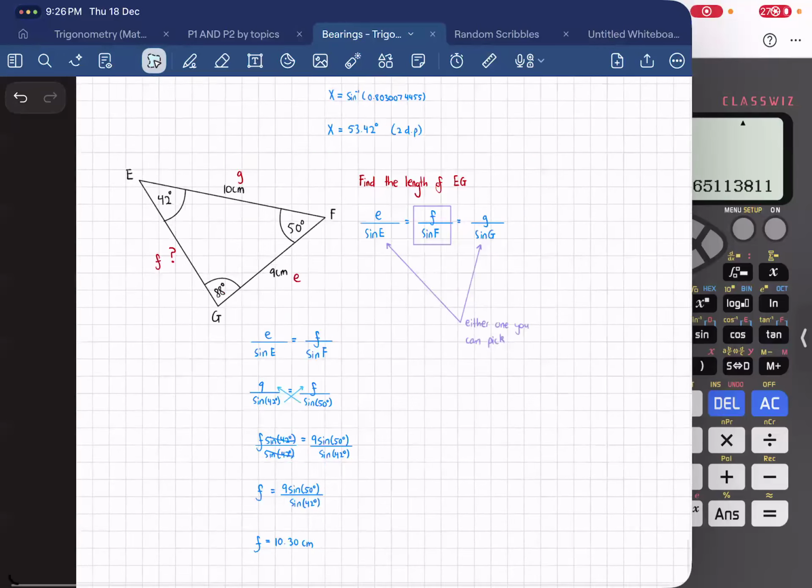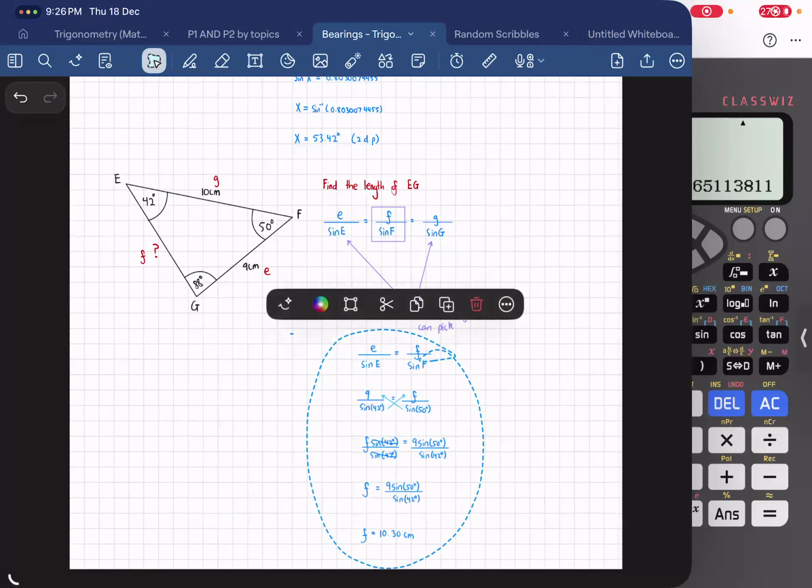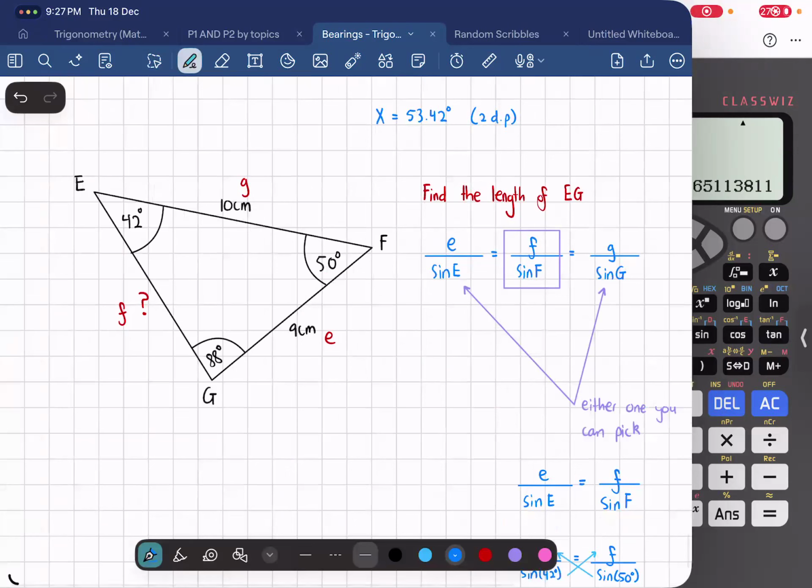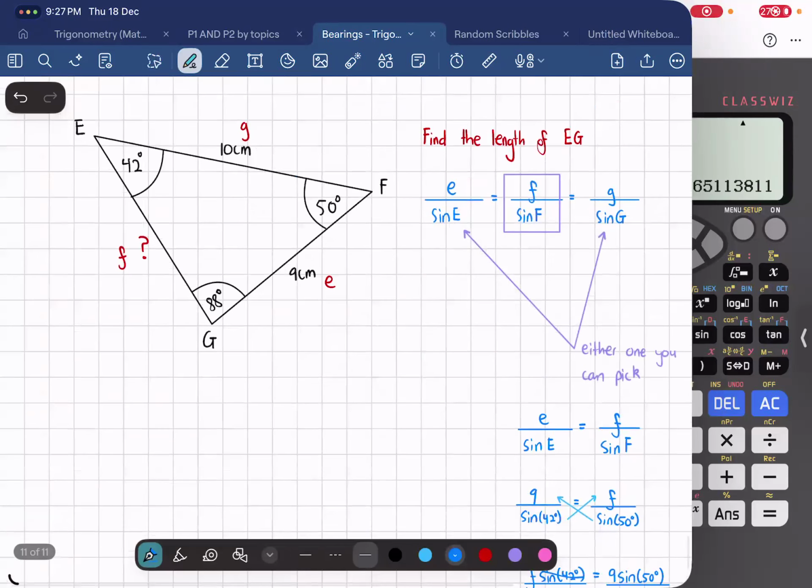So, could somebody tell me what the cosine rule would be for this question? If I want to find f, what would the cosine rule be? Adika, you remember how to use the cosine rule? To use the cosine rule, I'm gonna show you how we would come up with it. First things first, Adika, what's the included angle in this question?